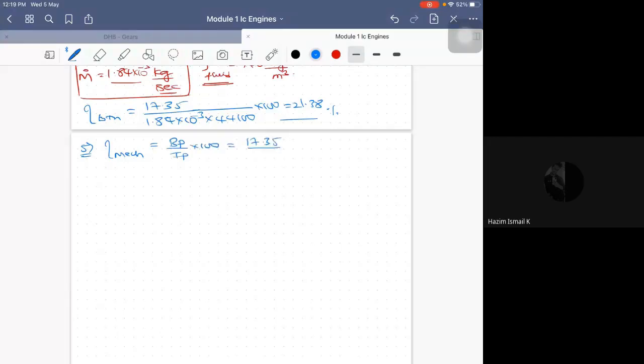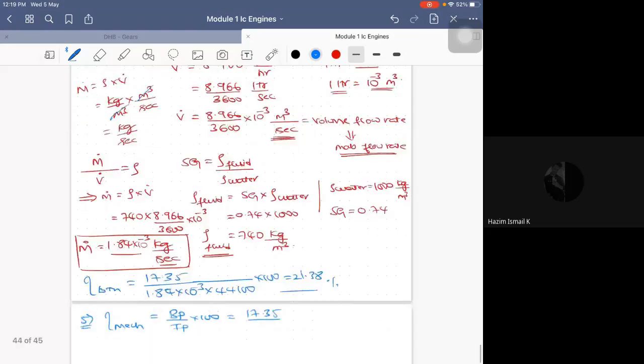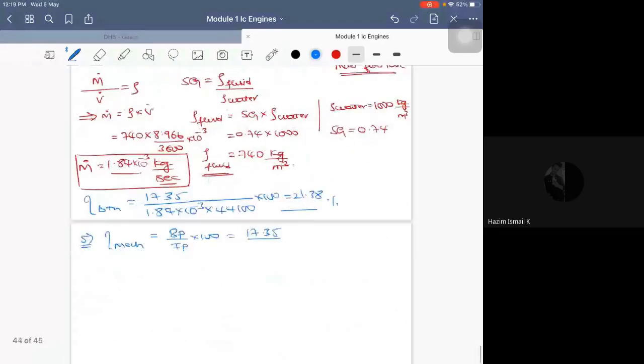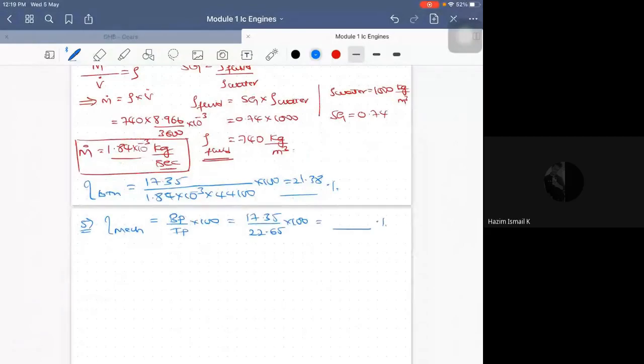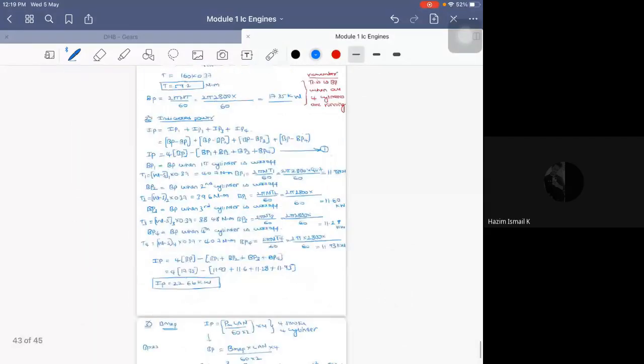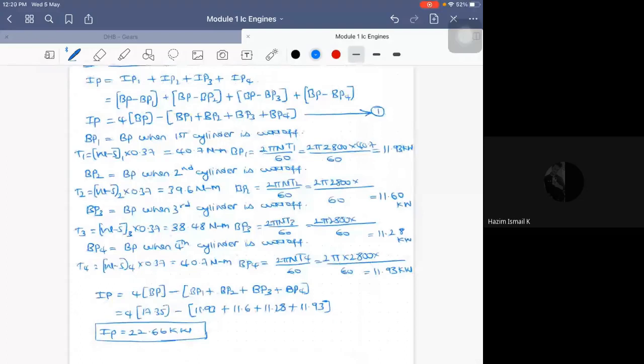What is the IP value? 22.65, which you calculated. 17.35 divided by 22.65 into 100. Whatever value you get is in percentage. 76.6%. Okay. So this is how you calculate when a volume flow rate is given. You need to convert it into the mass flow rate. This is the new concept that you have learned. And another new concept is the usage of the Morse test to calculate your value of IP. Any doubts in this particular problem?